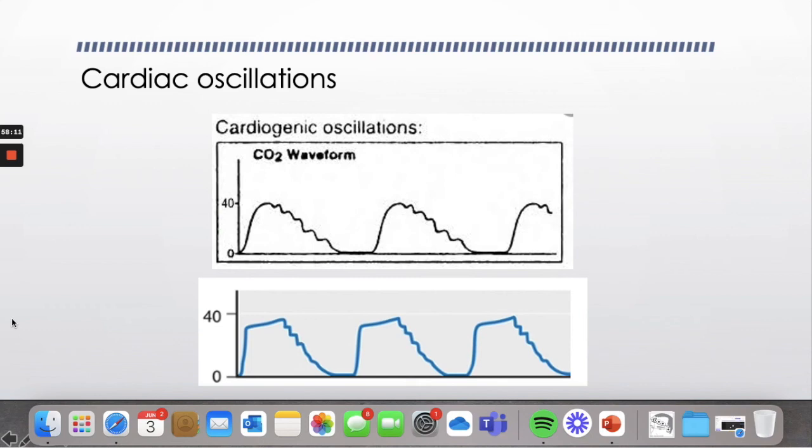And so when we think about it, remember, during exhalation, our lungs are full, so they're fully expanded. As our alveoli are emptying and our lungs are decreasing in capacity, the oscillations are more visible in our CO2 waveform.